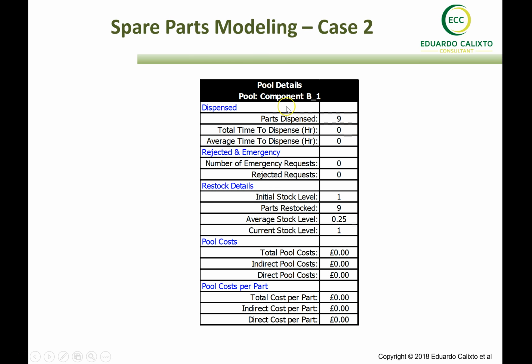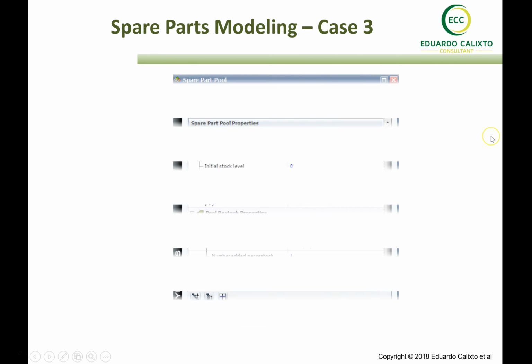Okay, for component B, we dispensed a total of 9 units as expected, but the initial spare part we have is only 1, and we restocked 9 parts, and we can see the average stock level was very low, 0.25. For component C, we dispense in the end 6 parts in the life cycle. We have initial spare parts as 1 unit. We restock 6 parts and we have a very low average stock level.